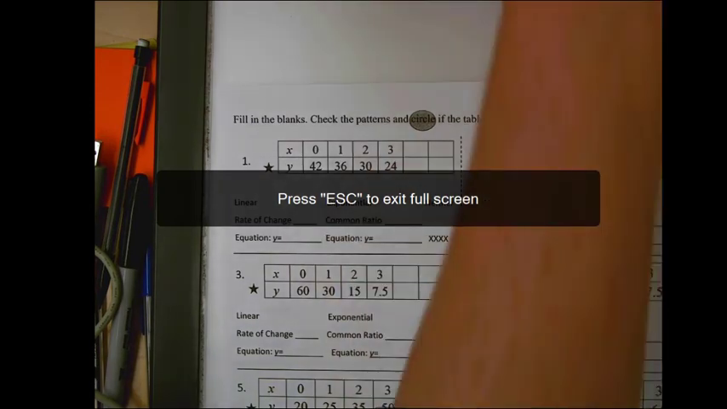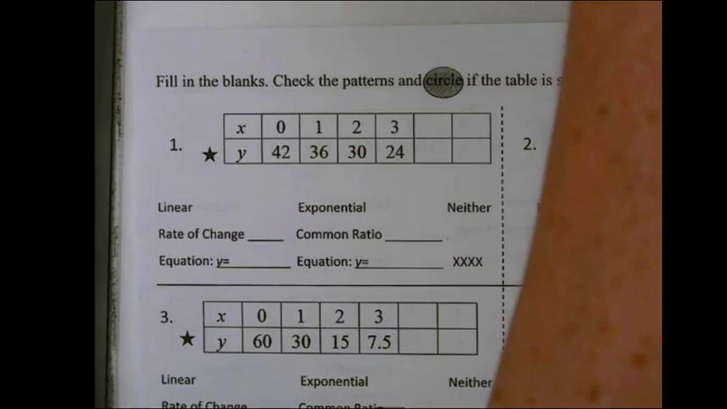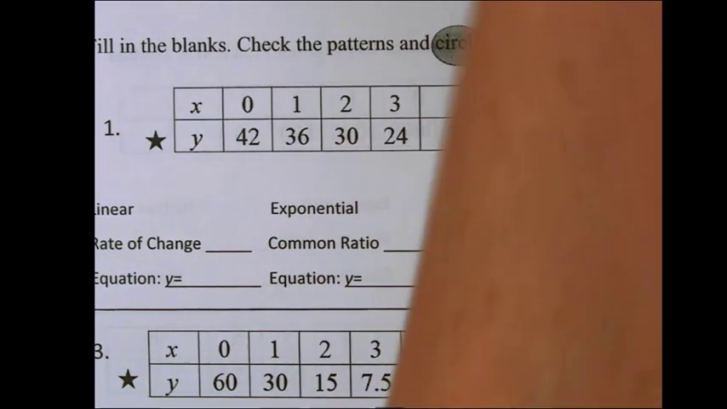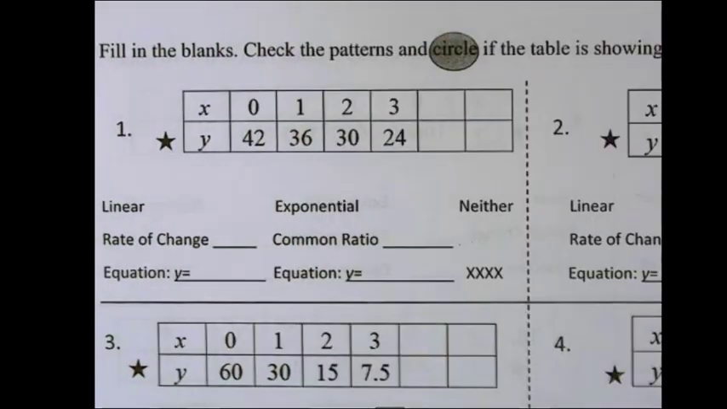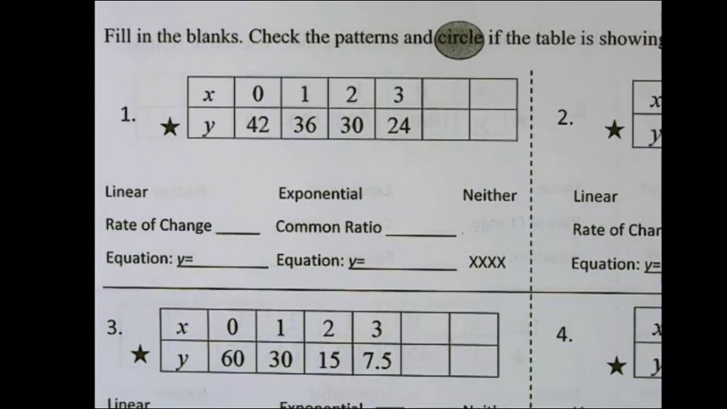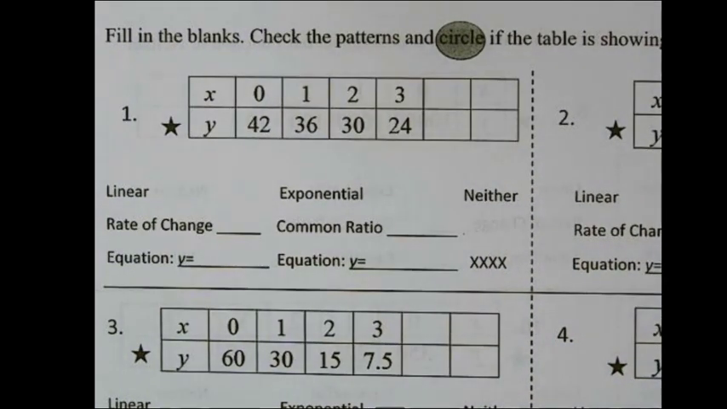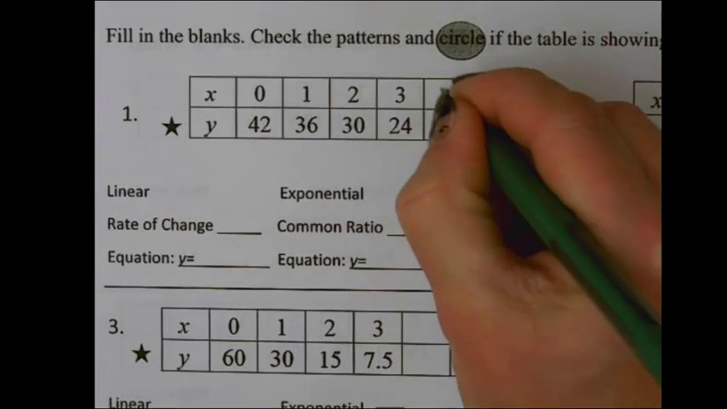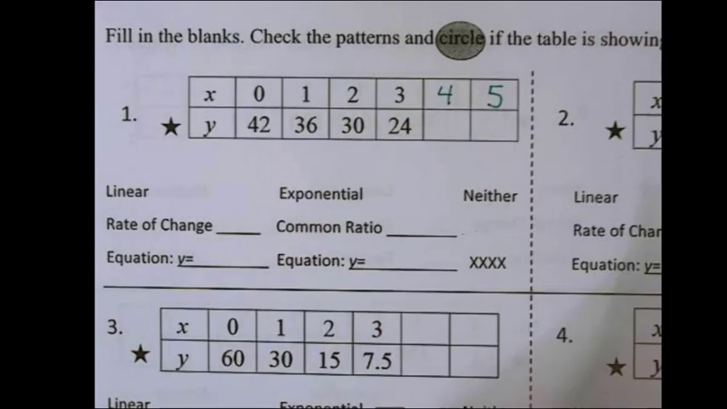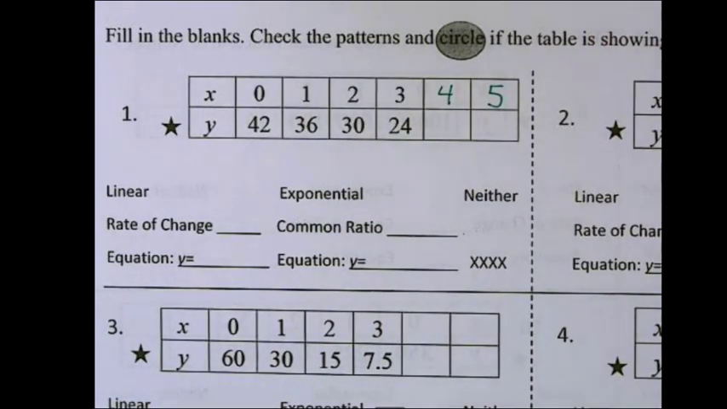Okay, so let me zoom in here a little bit so we can go over table number 1. So the first thing that we're going to do is look for patterns and fill in the chart. So on number 1, you can see that on the X, we're increasing by 1, 0 to 1, 1 to 2, 2 to 3. So I'm going to go ahead and fill in 4 and 5. So now what we're looking to do is see what's happening in that Y. That really determines what type of function it's going to be.